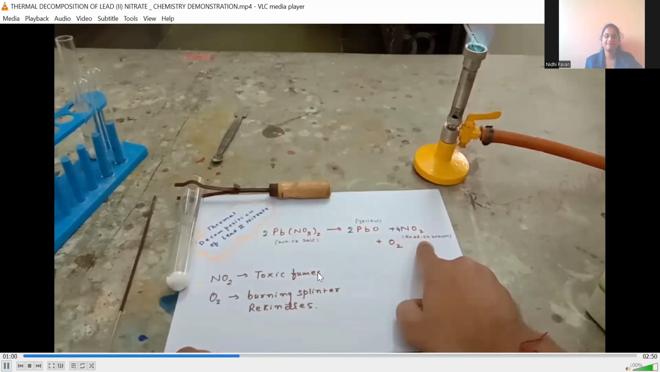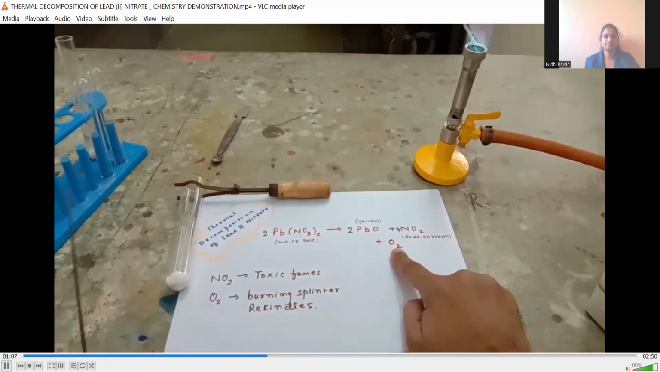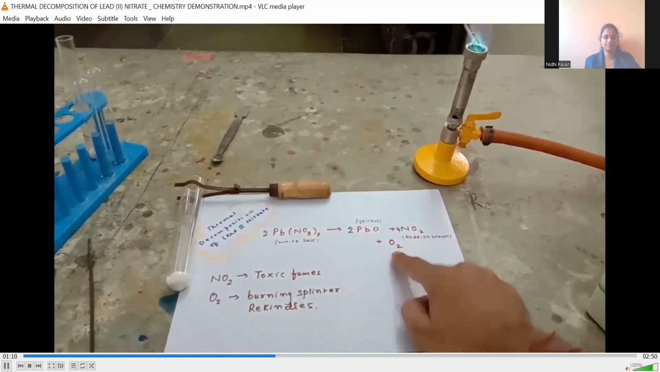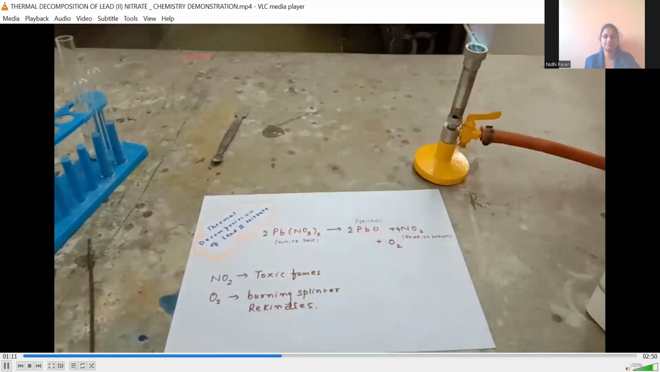Nitrogen dioxide is a toxic gas and it is reddish brown in color, and oxygen gas can be checked with the help of incense sticks. So now let's proceed with the experiment. We need to heat it a bit strongly.